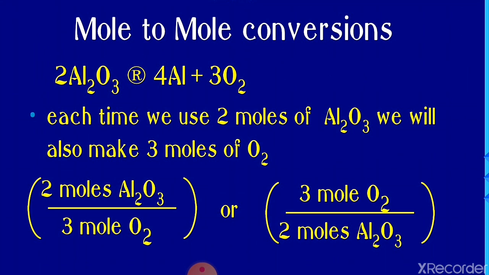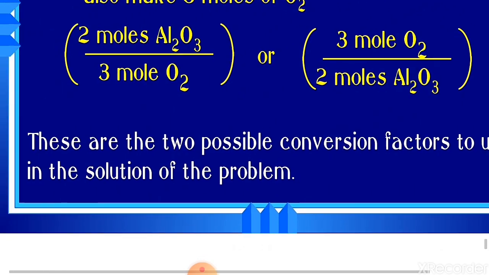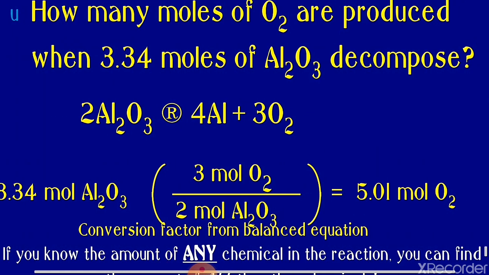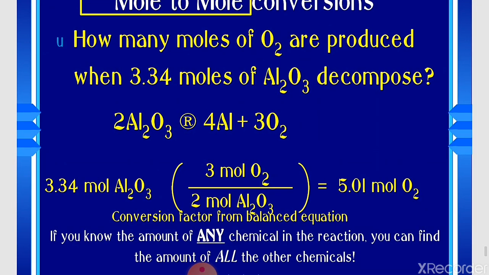So each time we use 2 moles of Al2O3, we will also make 3 moles of oxygen. So 2 moles of Al2O3 upon 3 moles of oxygen, or 3 moles of oxygen upon 2 moles of Al2O3. These are the two possible conversion factors to use in the solution of the problem. Now, mole to mole conversion. How many mole of O2 are produced when 3.34 mole of Al2O3 decomposes?